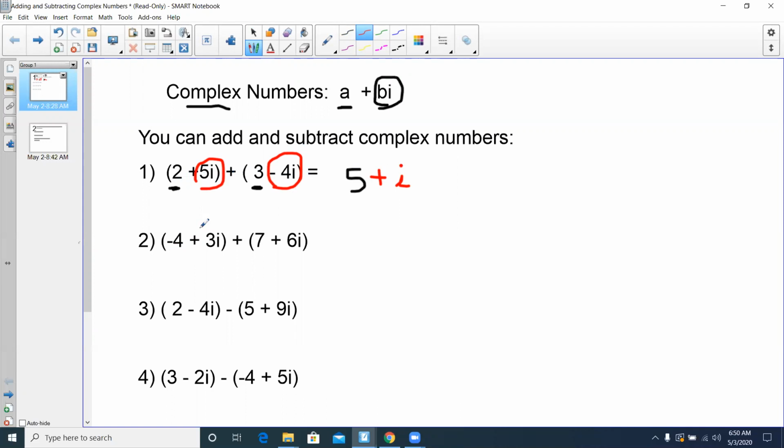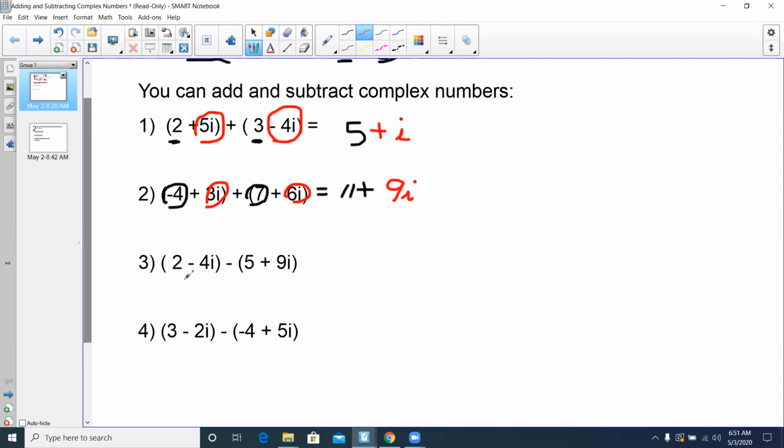So once again, here is the real part, negative 4 and 7. So that makes that 11 plus, all right, we're going to go to the imaginary part, 3i plus 6i, that makes it 9i. Easy enough, that's all it is.